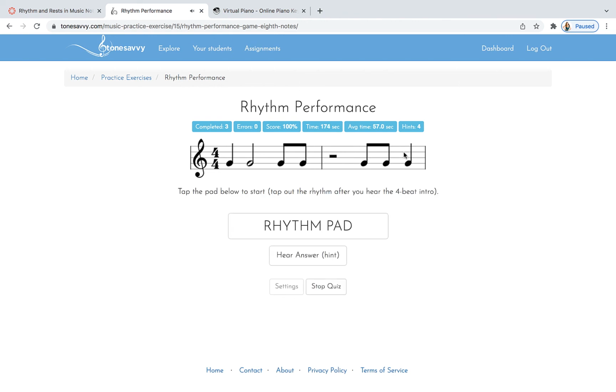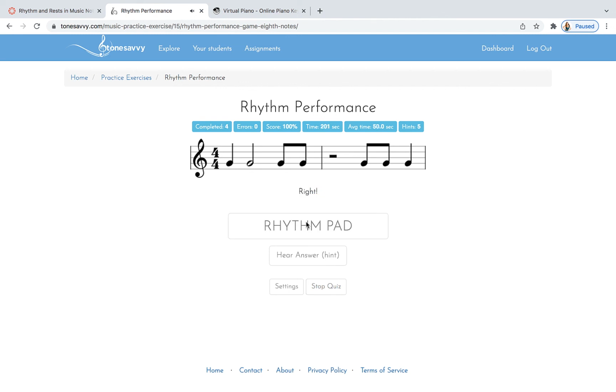All right, let's do one more. Actually, I'm kind of hoping to see a whole rest up there. I'll do 2 more. See if it comes up. How does this go? 1, 2, 3, 4, and rest, rest. All right, I can do that. 1, 2, here we go. 1, 2, 3, 4, and 1, 2, 3, and 4.